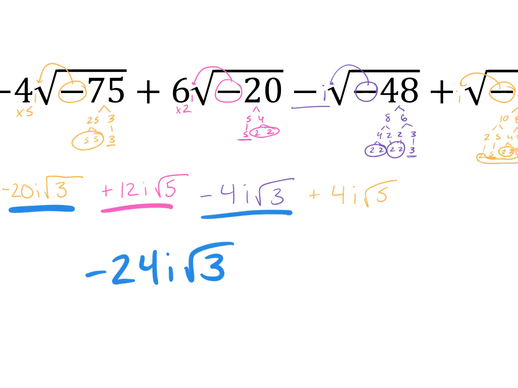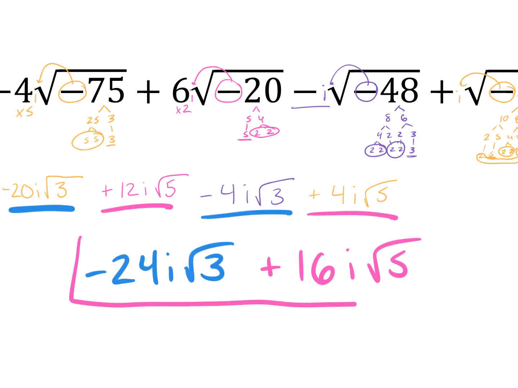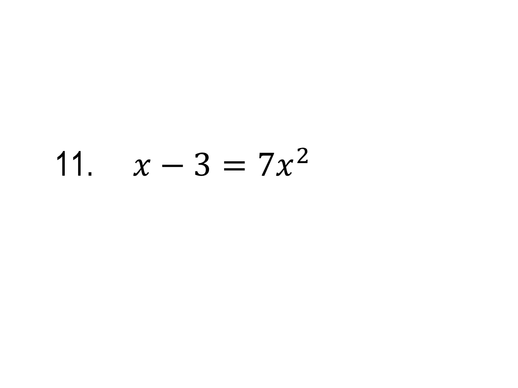And then the other 2 are also like terms. What's 12i square root 5 plus 4i square root 5? 16i square root 5. Does the order that I write them in matter here? No, they're both imaginary, so it doesn't matter which one comes first, but if you had a real part, make sure the real part comes first. What should we do first for number 11?